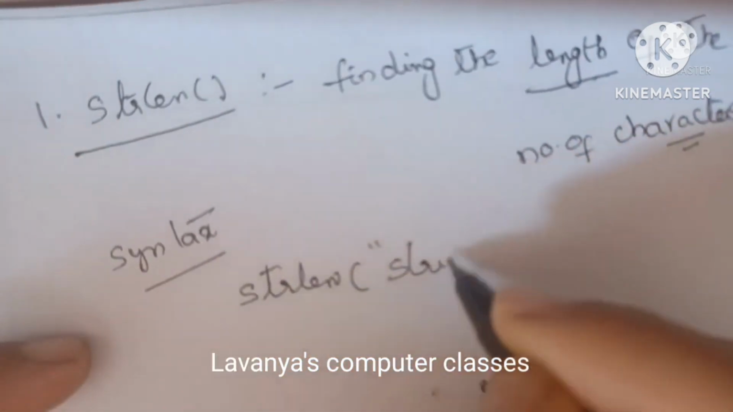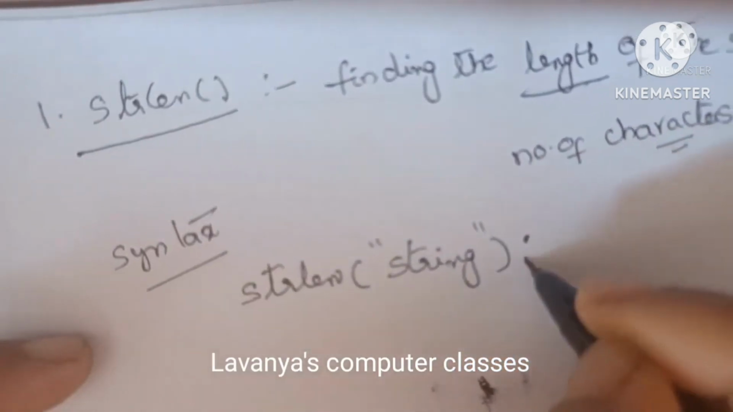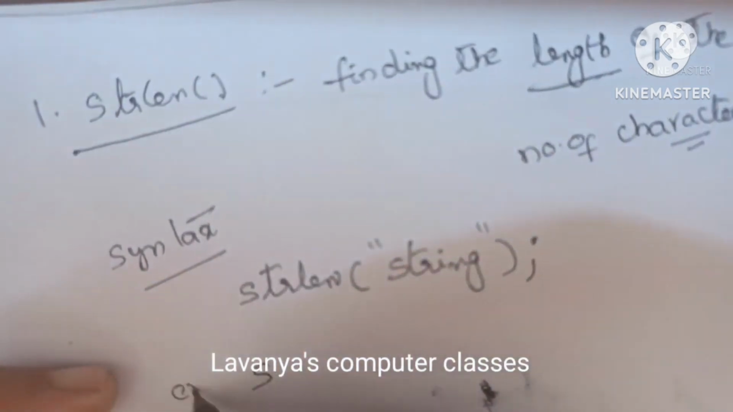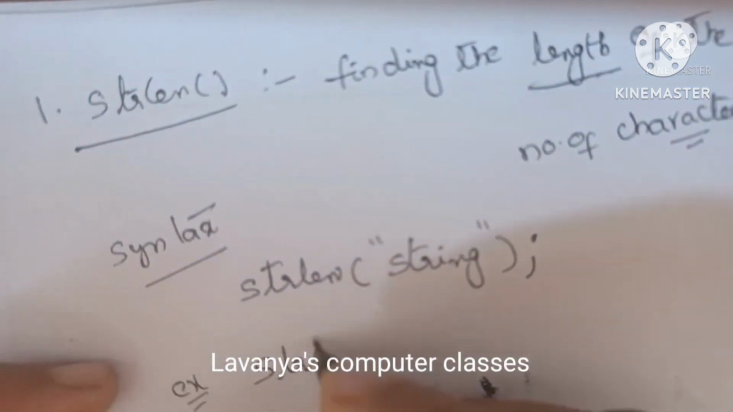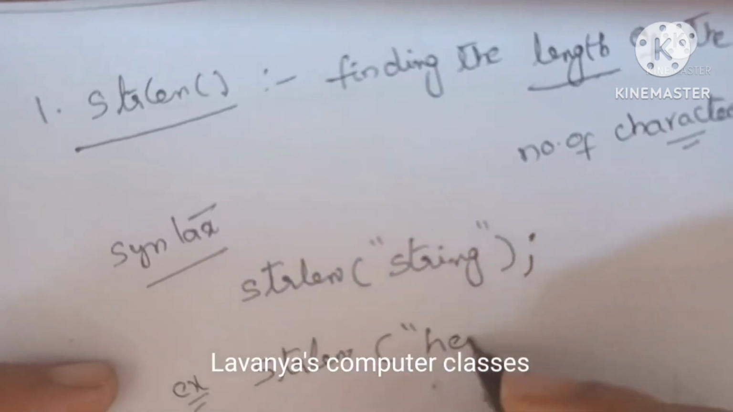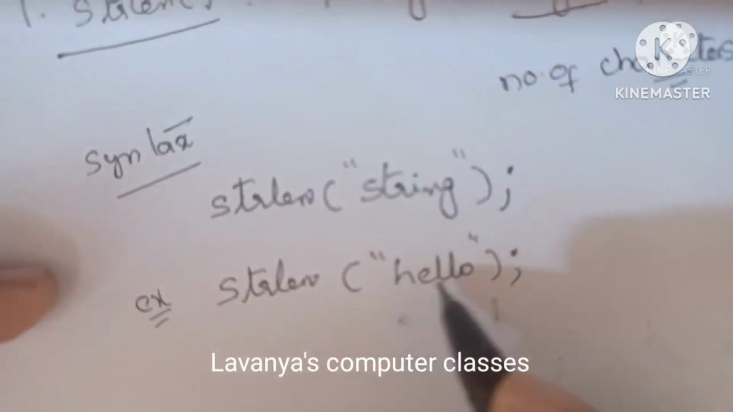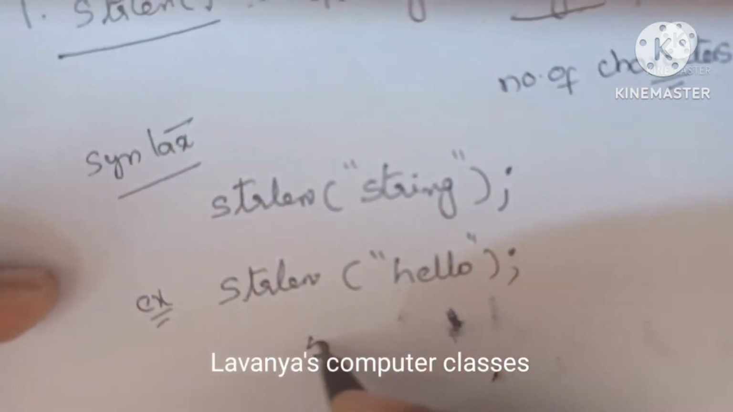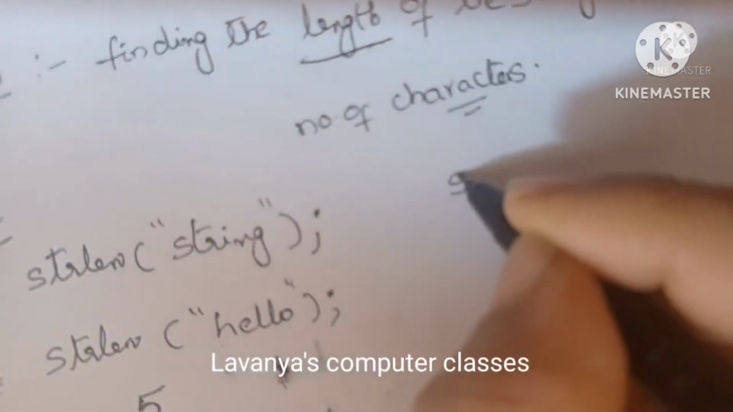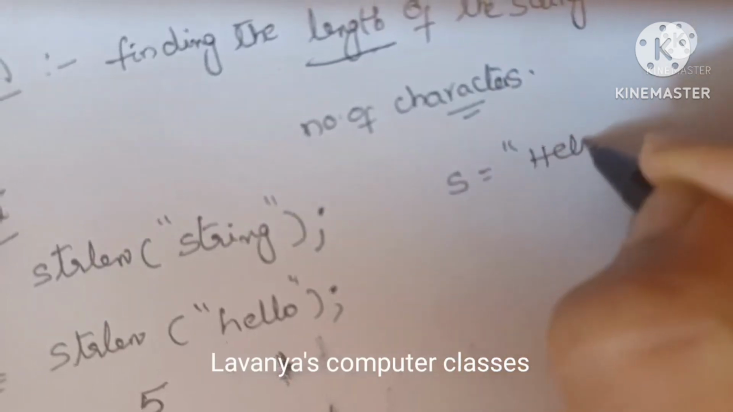strlen within brackets, within quotations, you have to give any value, any string. If you want to give direct values in the brackets, then we keep double quotations, because double quotations are for strings. Example is strlen("hello"). Within quotations I am using the word hello. So the length of the word hello is 1, 2, 3, 4, 5. 5 characters are there. Immediately it gives the answer 5.